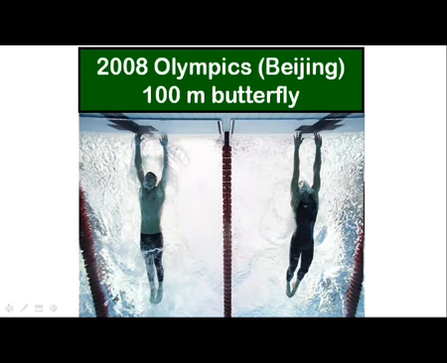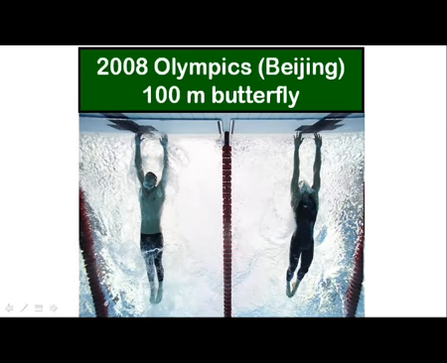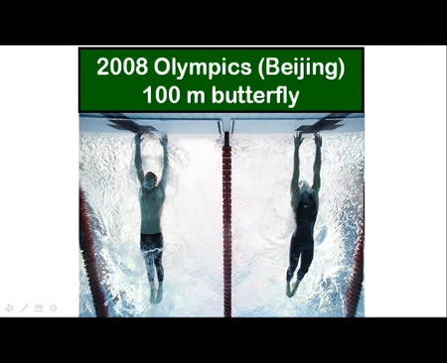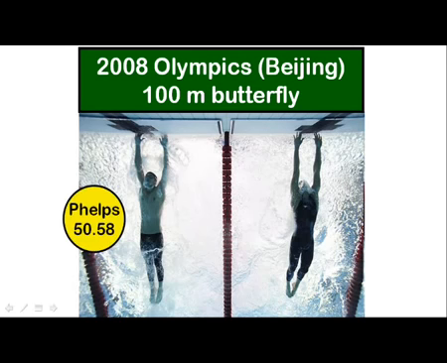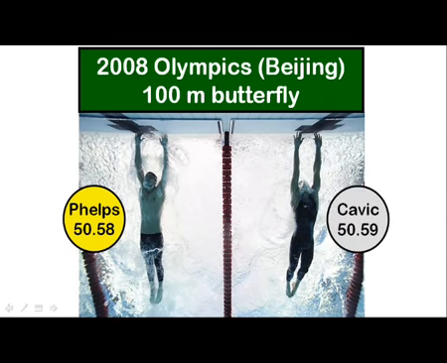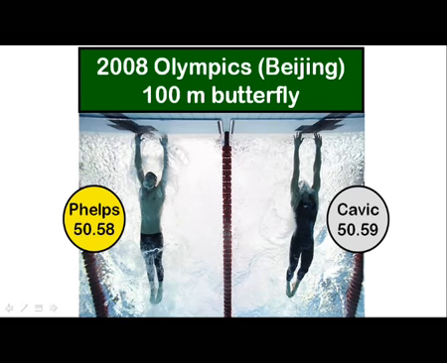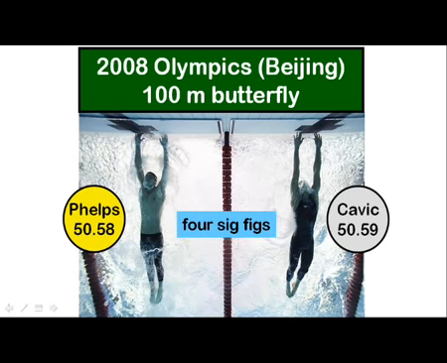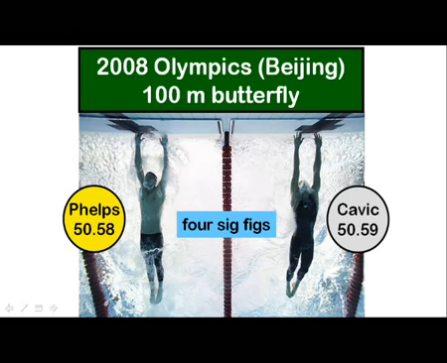In this example, from a swimming event back in 2008 during the Summer Olympics in Beijing, the difference between the gold medal and the silver medal was a mere 1/100th of a second. Both of these measurements, 50.58 and 50.59, have exactly 4 sig figs, but that final 1/100th of a second was very significant in this race.